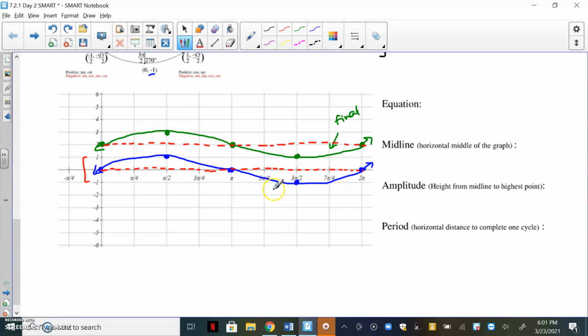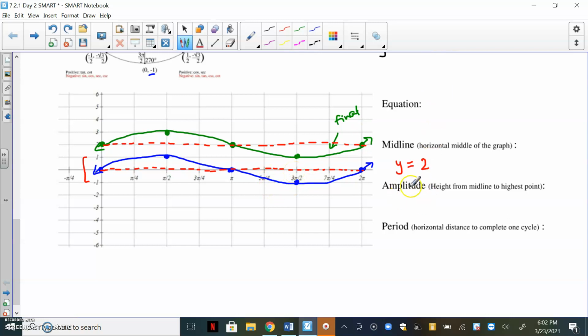Now after all, the midline is a line, so we have to represent it as an equation. It's always going to be a y equals some number equation. So the one that we're going to use is 2, because that's where my new midline is. We're not talking about the parent function here.